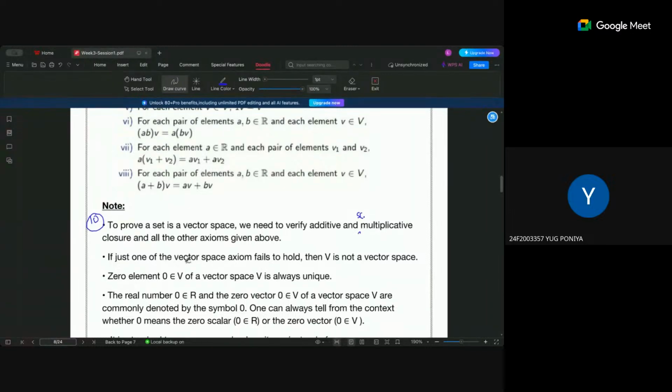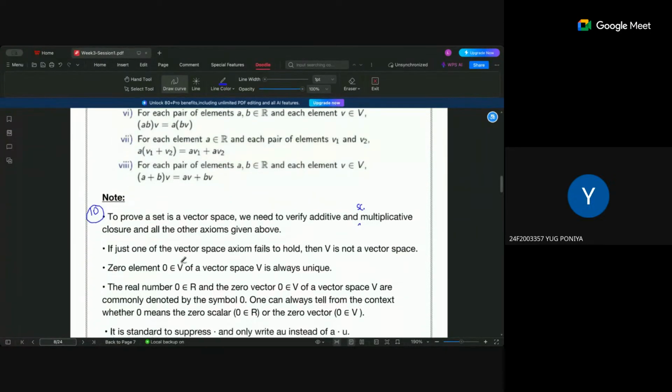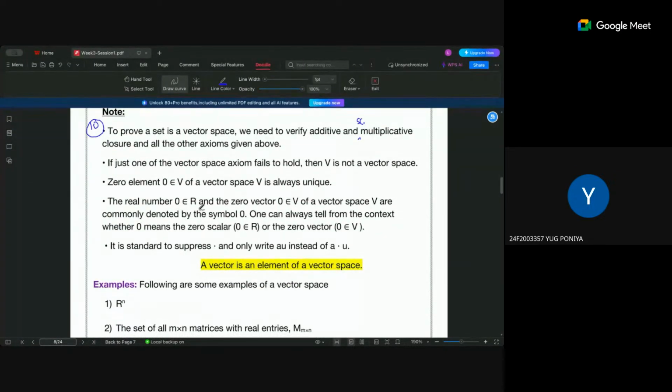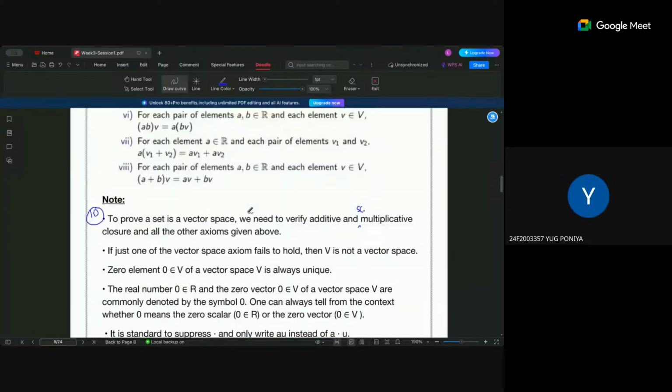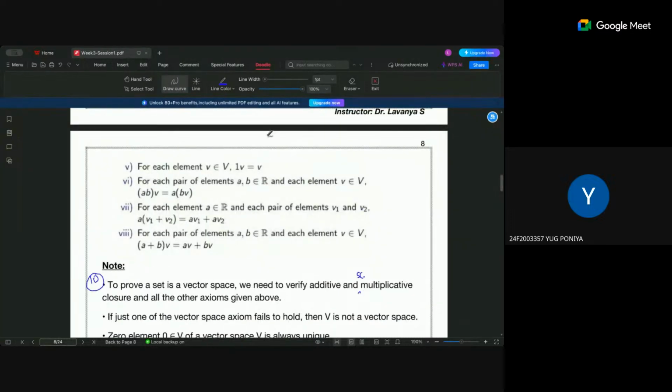So if just one of the vector space axioms fails to hold, then V is not a vector space. The zero element 0 belonging to a vector space V is always unique. There cannot be more than one zero element for a vector space. And the real number 0 in R and the zero vector of a vector space are commonly denoted by the same symbol 0. For example, 0 times v is equal to 0.